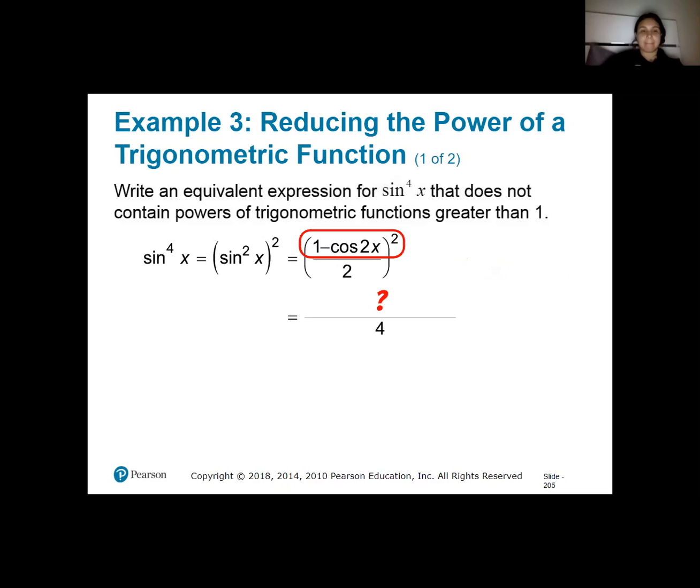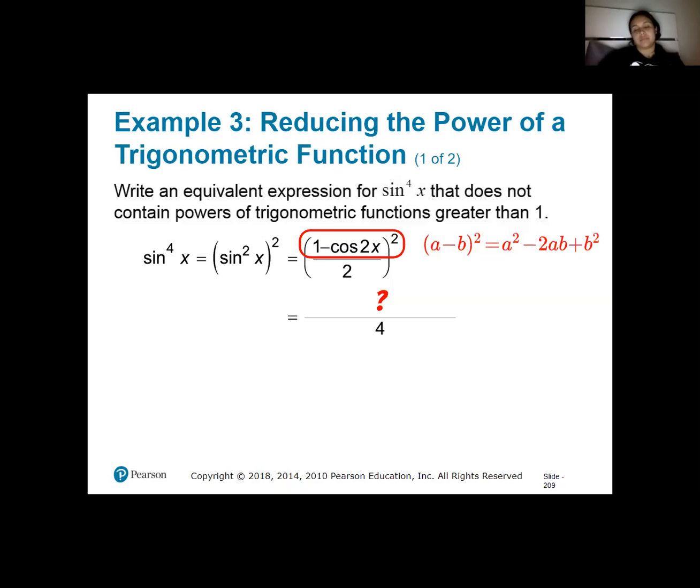So I have to do what? I remember doing this way back in the day: a minus b quantity squared. So that was what? A squared minus b squared? A squared plus b squared? I don't remember. Anything you do, 1 minus cosine 2x, you multiply it by itself, right? So it's a squared minus 2ab plus b squared.